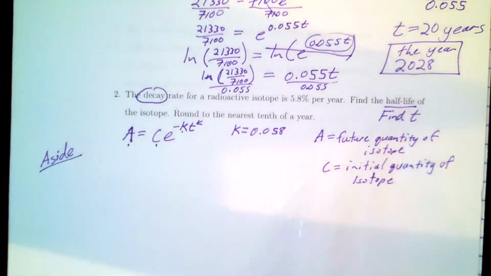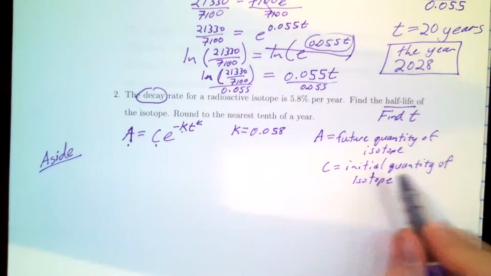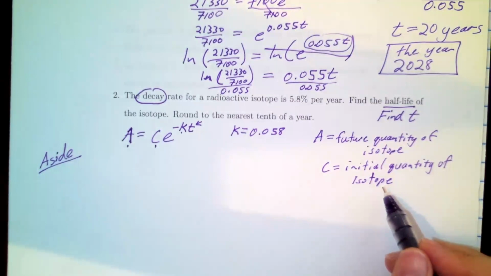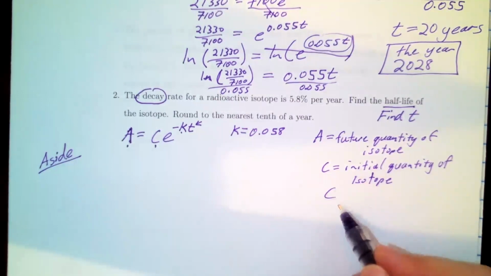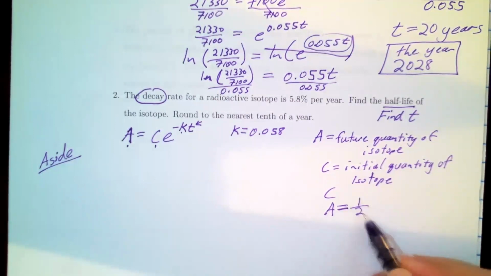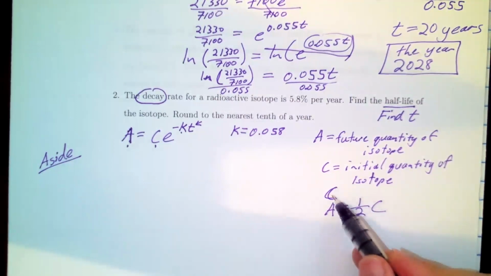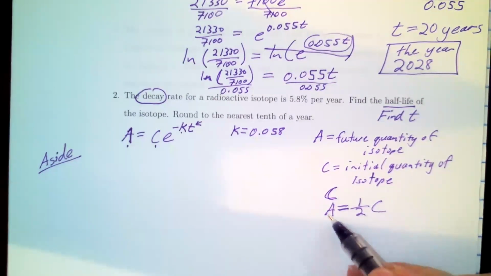If I'm looking at a half-life, it's the time for half of the material to remain. So if you let C represent the initial quantity of the isotope, then if a half-life has passed, they should have half of what I started with left, right? So the future value after a half-life has passed is 1/2 times that initial quantity. My future value A is 1/2 of it.